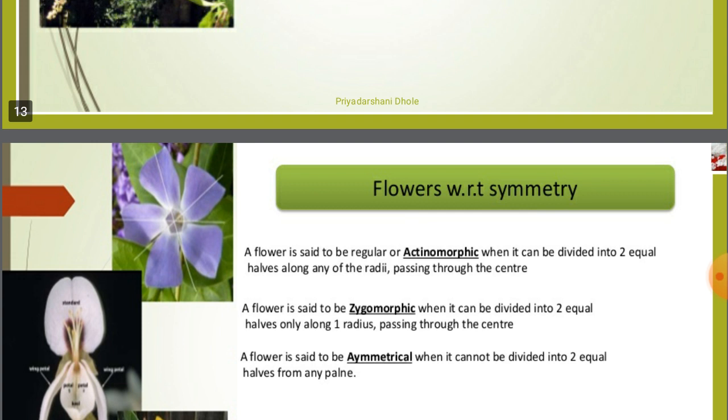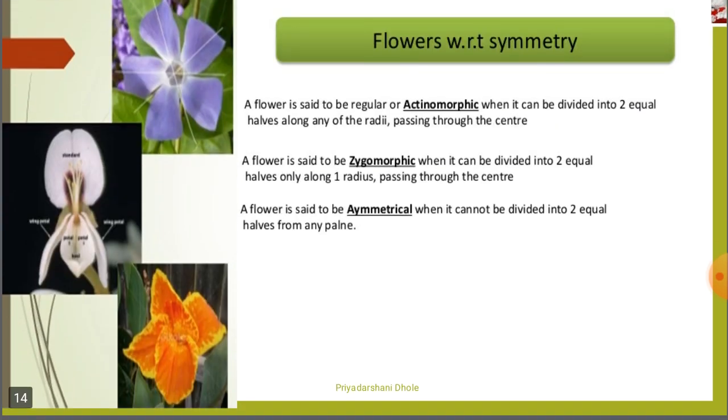Next slide. Now flowers with respect to the symmetry. There are three types of symmetry in the case of flowers: actinomorphic, zygomorphic, and asymmetrical. First one is the actinomorphic. A flower is said to be actinomorphic when it can be divided into two equal halves along any of the radii passing through the center. When we cut the flower in any radius, then you will get two equal parts.